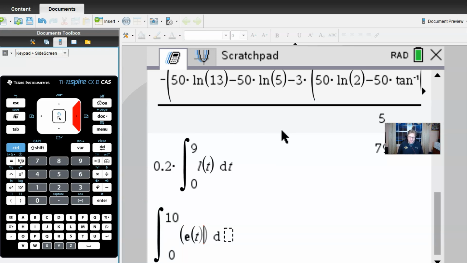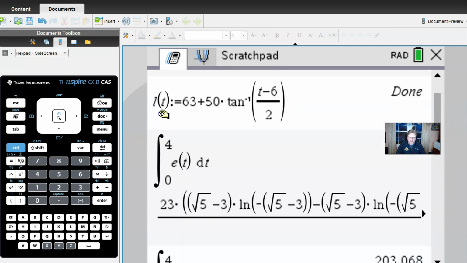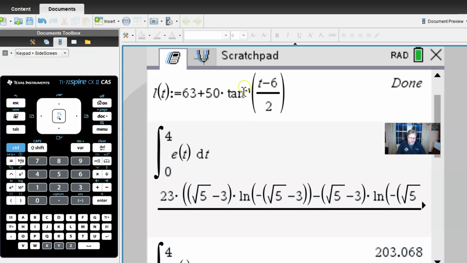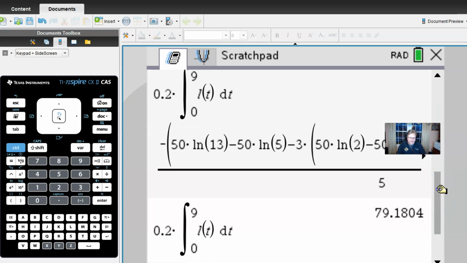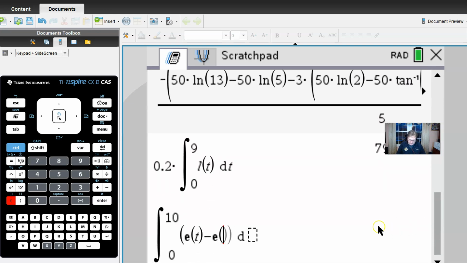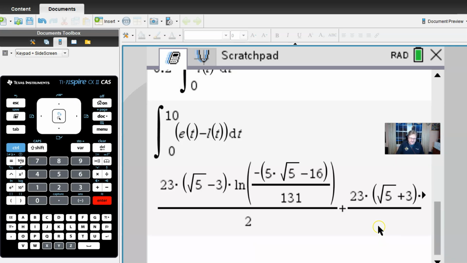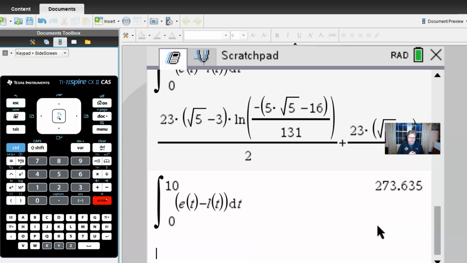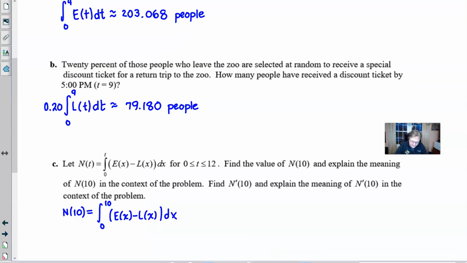And now here's where I'm going to have to alter my plan a little bit. I have defined my functions, if you remember earlier. I can scroll up and show you they're in terms of t. I want to keep consistent with that. I don't want the calculator to be confused. So I have to use my t's. I want E of t first, and I want L of t next, with respect to t, and this exact value can be approximated now to 273.635.